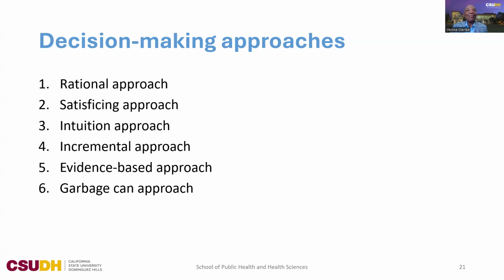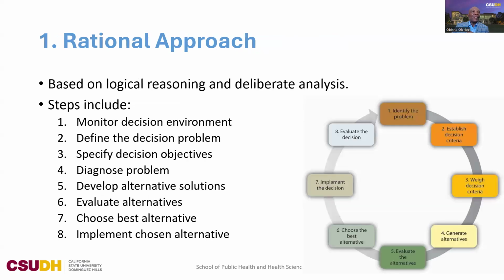Then the final one is the garbage can approach. Common in complex or ambiguous organizations, this approach treats decisions as somewhat random or opportunistic. Problems, solutions, and decision makers are seen as independent streams that come together by chance, leading to unpredictable outcomes. Friends, each approach has its advantages and limitations. Effective decision makers often combine multiple approaches depending on the context, the urgency, the risk, the availability of information, and also the availability of resources.